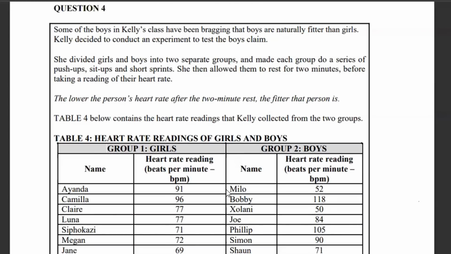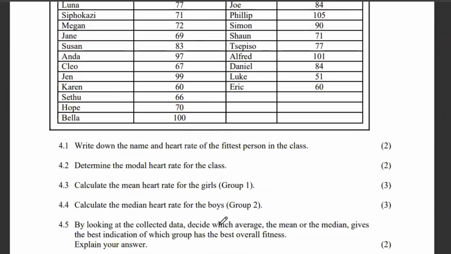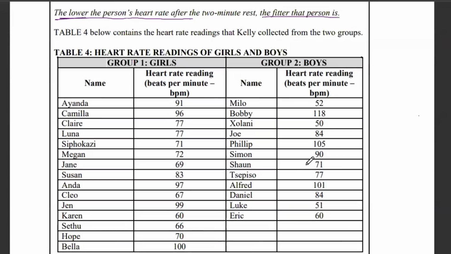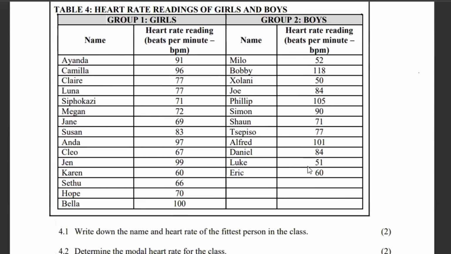All right, they're telling us the lower the person's heartbeat after the 2 minutes rest, the fitter. So here you are asked to write down the name and the heart rate for the fittest person. The lower, so we look for the lowest. When you look clearly, it's Fulani.